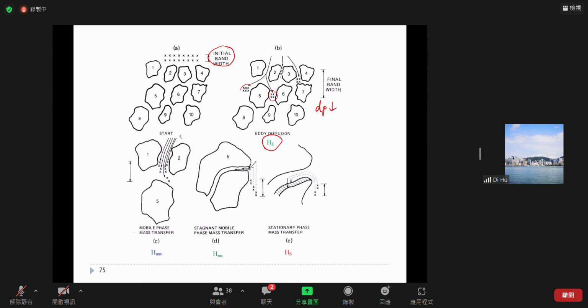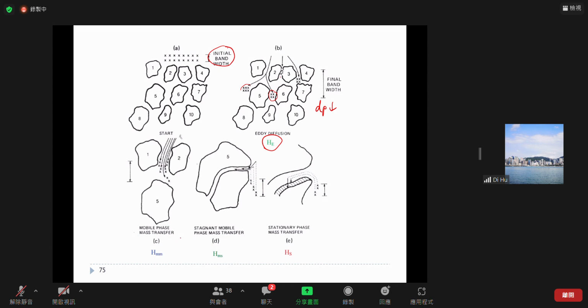Then we go to the longitudinal diffusion. However, for HPLC, the diffusion coefficient for liquid is much smaller than in the gas phase. That's why this second term, the longitudinal diffusion, is often ignored in HPLC. Now we move on to the third term, the non-equilibrium mass transfer contribution. Because it happens in both the stationary phase and the mobile phase, we need to look at both of them.